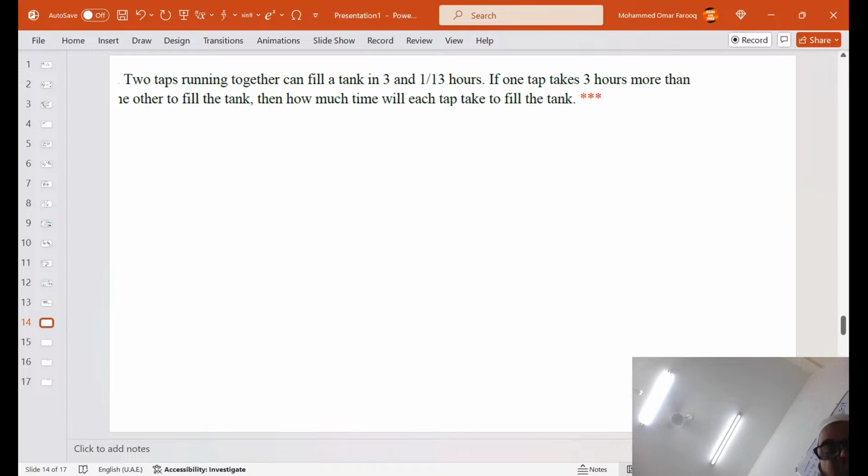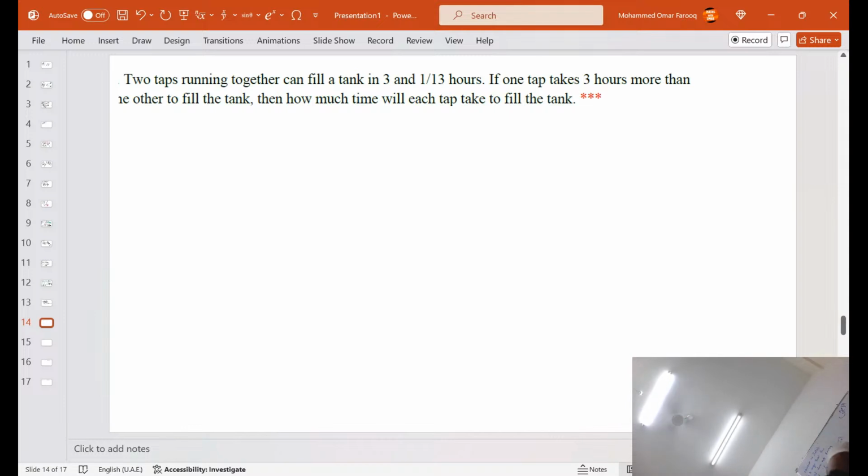Two taps running together can fill a tank in 3 1 by 13 hours. If one tap takes 3 hours more than the other. Okay. Now, how much time will each tap take to fill the tank? Okay. Now, let the time taken by one tap for filling, that means separately, be x hours.